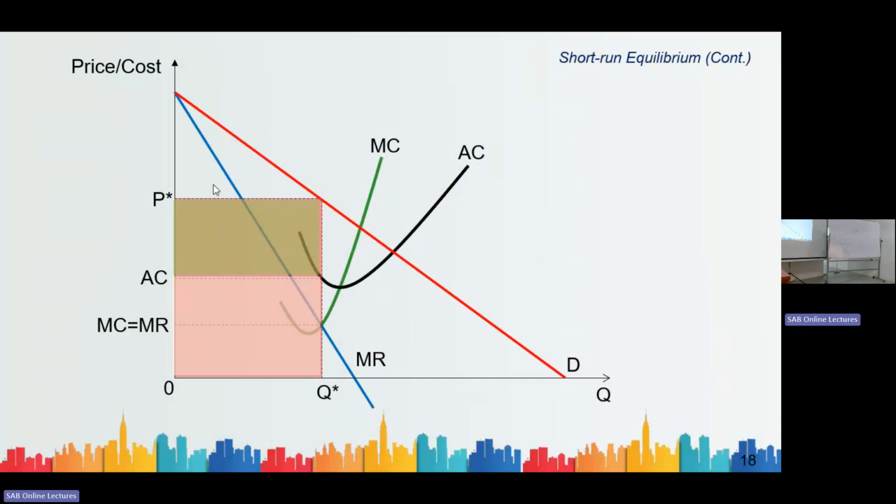So this is the graphical interpretation. We can do some mathematical exercise for that.